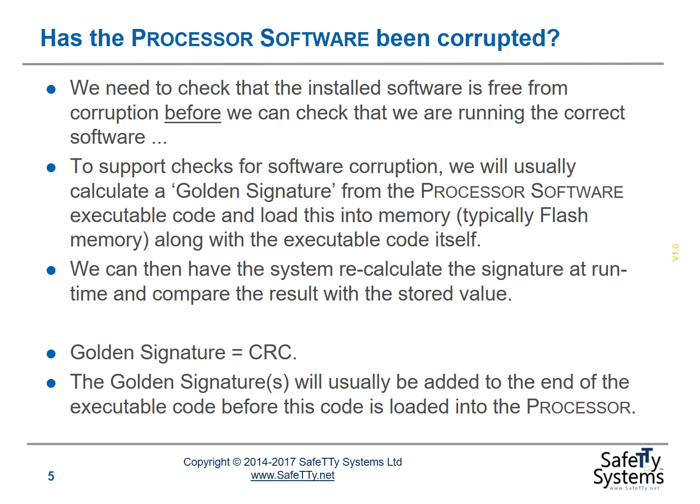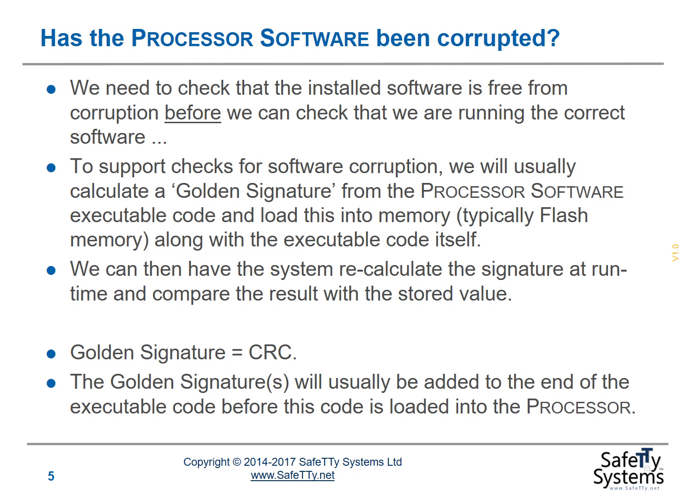To support checks for software corruption, we will usually calculate a golden signature from the processor software executable code and load this into memory, typically flash memory, along with the executable code itself. So what will typically happen is we will calculate the golden signature at design time, and we will load that into memory after the executable code. We can then have the system recalculate the signature at runtime and compare the result with the stored value. If there are discrepancies, we will try to shut the system down.